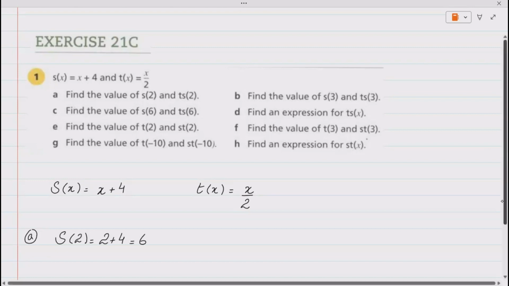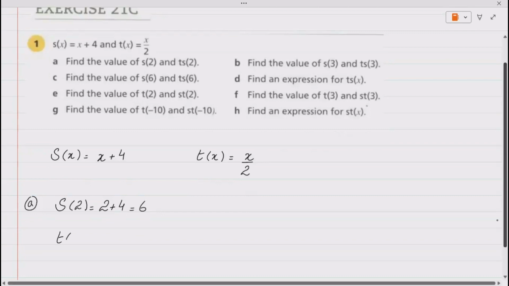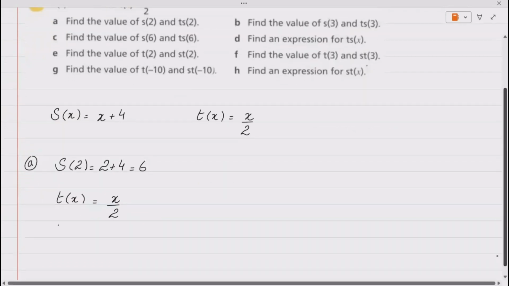T of x is x upon 2, and we have to find T of S2. S2 is nothing but 6, so we have to find T of 6. It means 6 upon 2, so it is 3. So part A is done.